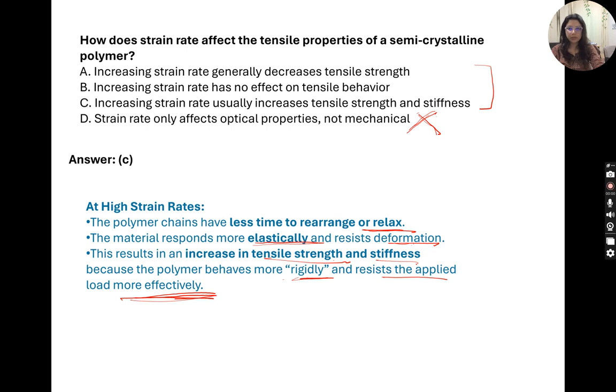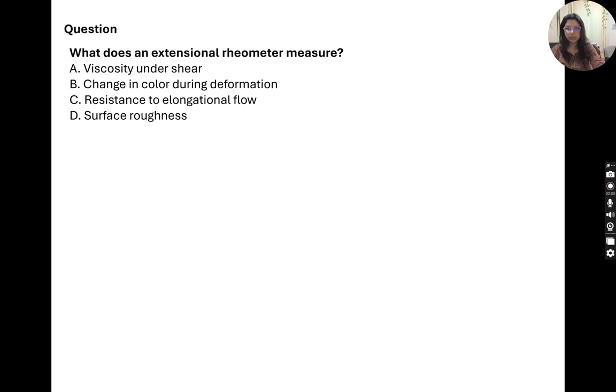Okay, I hope the concept of tensile strength is clear, and how we can calculate the tensile strength, the Young's modulus, and the different properties in the stress-strain curve. Let's move forward to the next question, or the next concept. We have already read something about rheology in the previous sessions, and we are going to take some questions because rheology or rheometer testing is also important in the case of polymers.